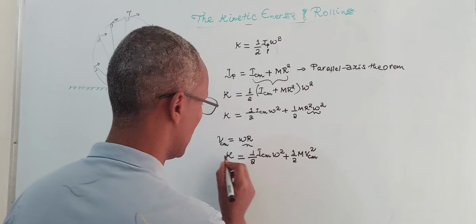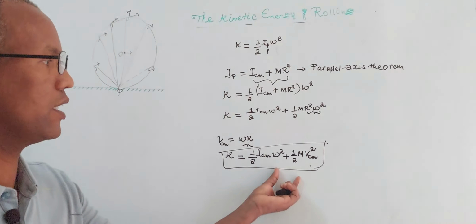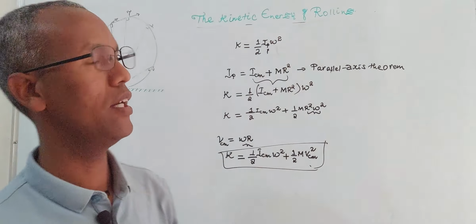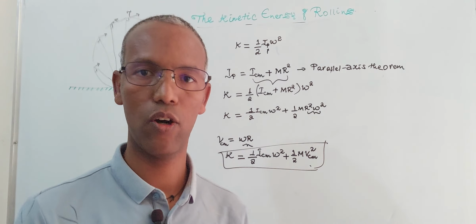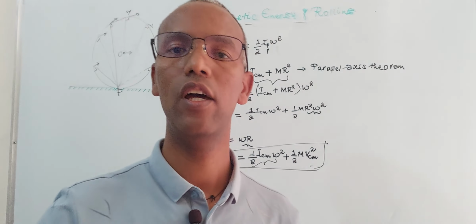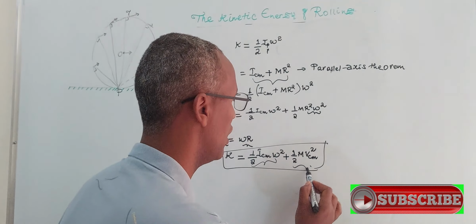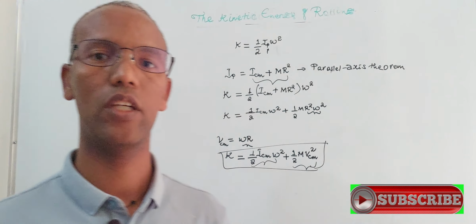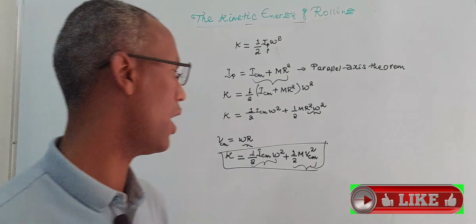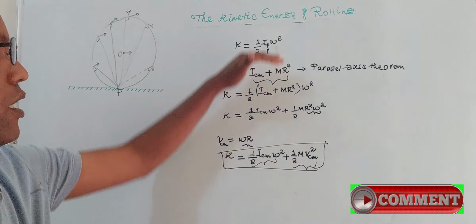So that is basically how to find out the kinetic energy of the rolling object. This term indicates the translational motion of this object, and this term indicates the rotational motion of the object. So that is all about this session.